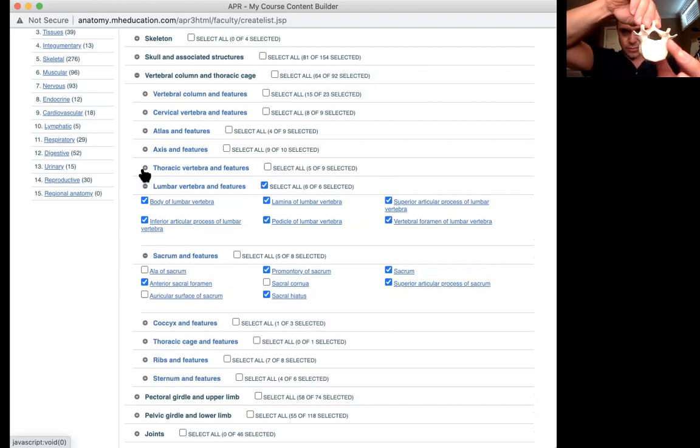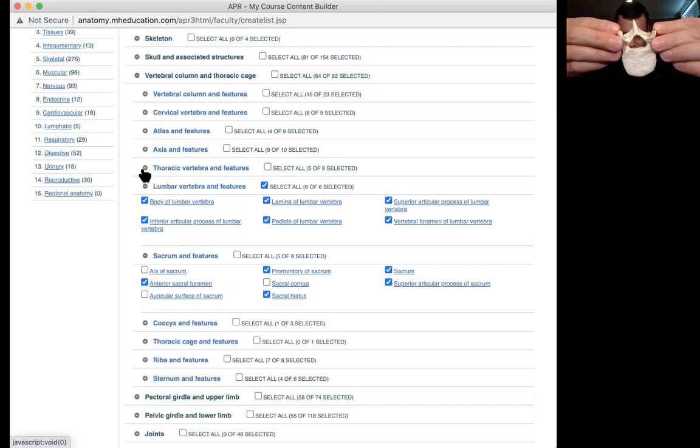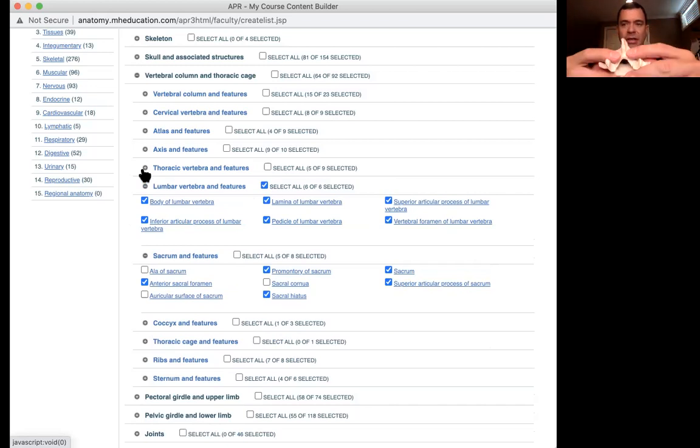Body of the lumbar vertebra. Then we have the little pedicles, the lumbar vertebra. Transverse process, short and stubby. Lamina, the lumbar vertebra. Spinous process, short and stumpy in the lumbar vertebra. Okay. Vertebral foramen, not very big.